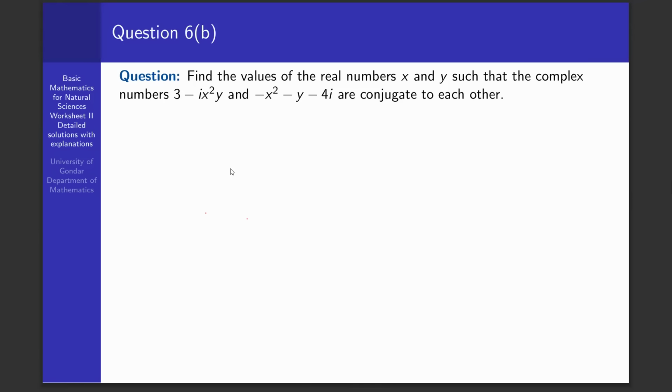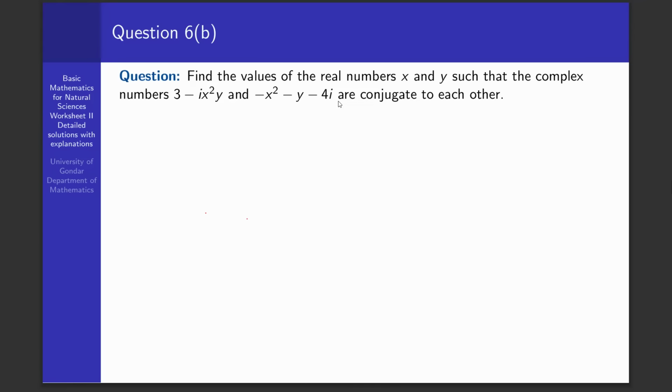Question number 6b. For the values of real numbers x and y such that the complex numbers 3 minus ix squared y and minus x squared minus y minus 4i are conjugate to each other. So what we are asking here is to find x and y where these two complex numbers are such that one is the complex conjugate of the other.